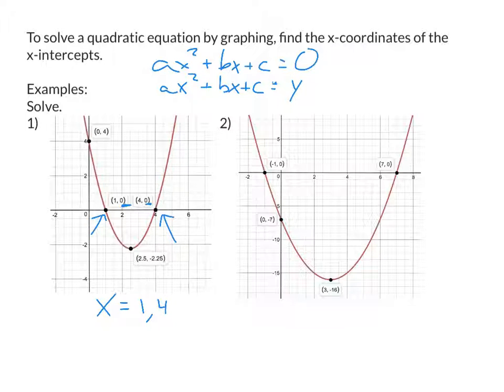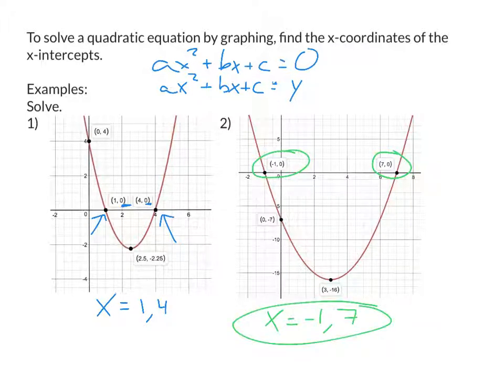In number 2, the same thing. Here are my two x-intercepts. The x-coordinates are -1 and 7. And so those are the solutions for this quadratic equation, -1 and 7. Okay, so that's how you solve a quadratic equation by graphing. Put the parabola on a coordinate plane and find the x-intercepts. For now, we are done.